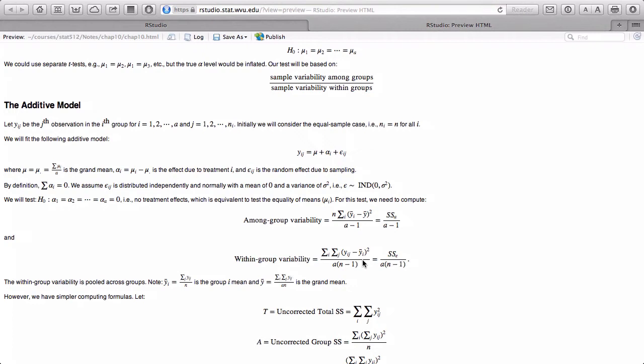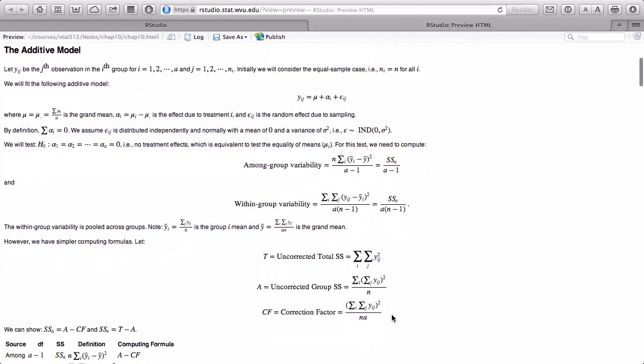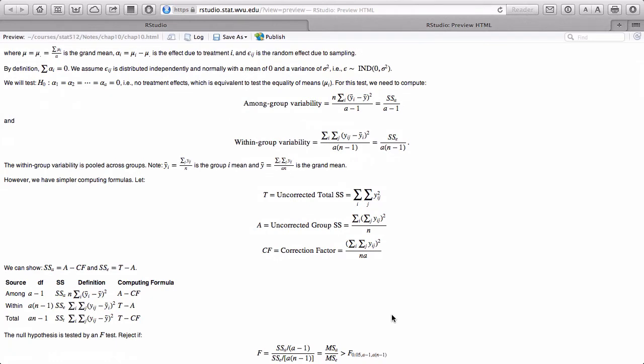And so we have a similar thing here, that we're actually pooling within each group. So we can think of this like chapter 8, where we're pooling the two variances, S1 squared and S2 squared. Here we can think of it as S1 squared, S2 squared, and S3 squared all the way up to S sub a squared for all a groups. And we actually pool those, and you could show that that's equivalent to this. Now the next part simply shows you what are called the corrected and uncorrected sums of squares.